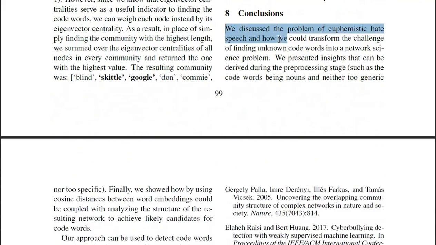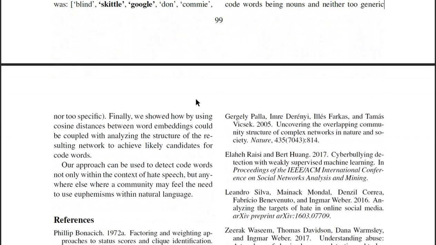The conclusion: we discussed the problem of euphemistic hate speech and how we can transform the challenge of finding unknown code words into a network science problem. We present insights that can be derived from the pre-processing stage, such as the code words being nouns and neither too generic nor too specific. Finally, we show how cosine distances between word embeddings can be coupled with analyzing the structure of the resulting network to find likely candidates for code words.